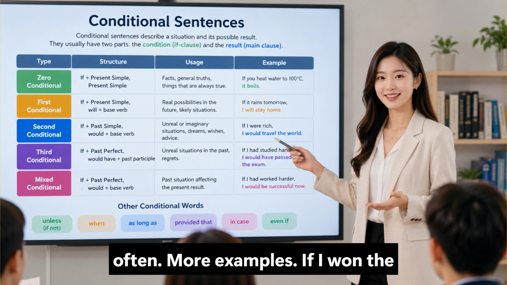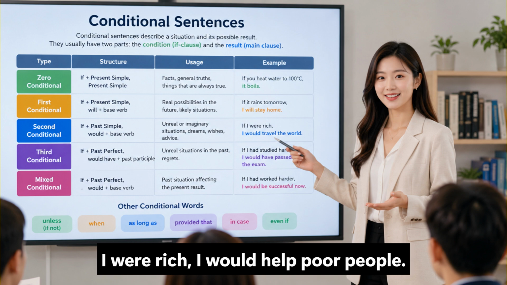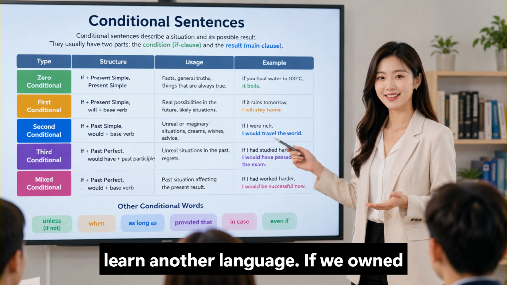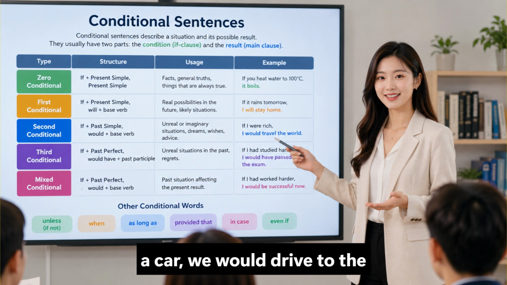More examples. If I won the lottery, I would buy a big house. If I were rich, I would help poor people. If I had more free time, I would learn another language. If we owned a car, we would drive to the beach.